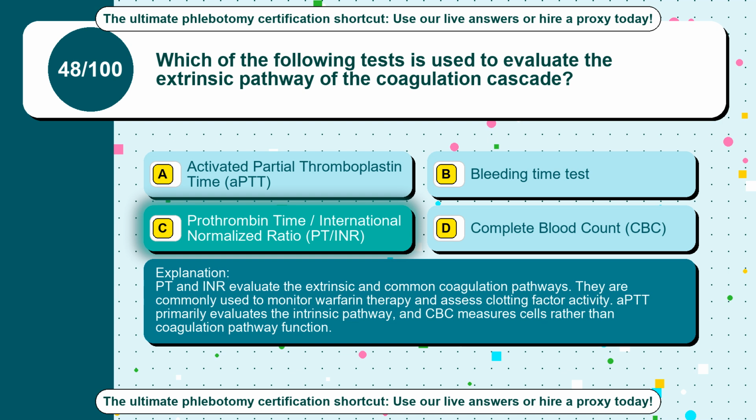PT and INR evaluate the extrinsic and common coagulation pathways. They are commonly used to monitor warfarin therapy and assess clotting factor activity. APTT primarily evaluates the intrinsic pathway, and CBC measures cells rather than coagulation pathway function.